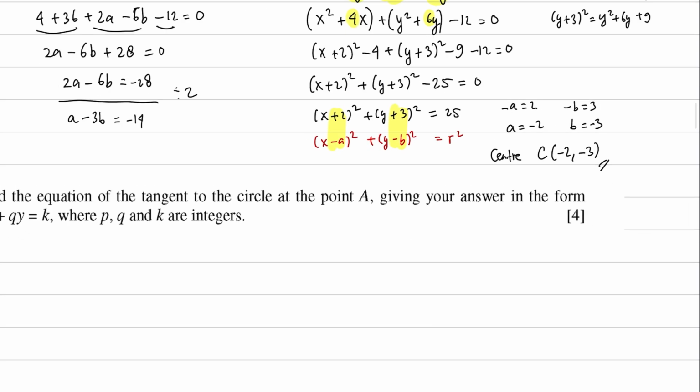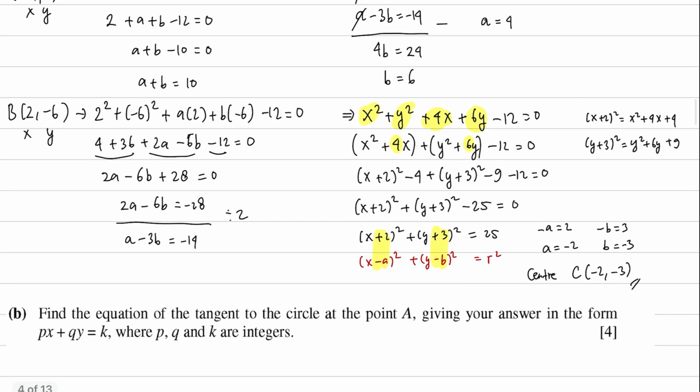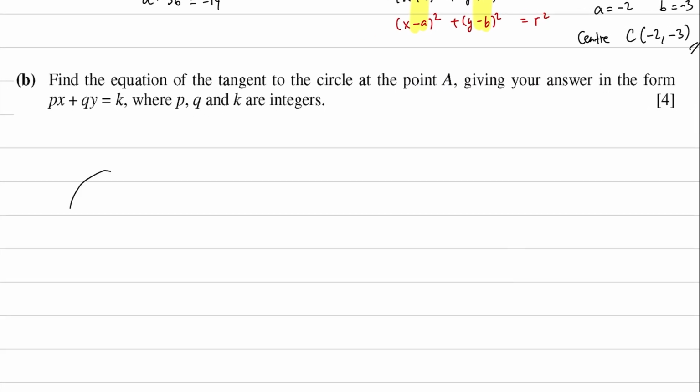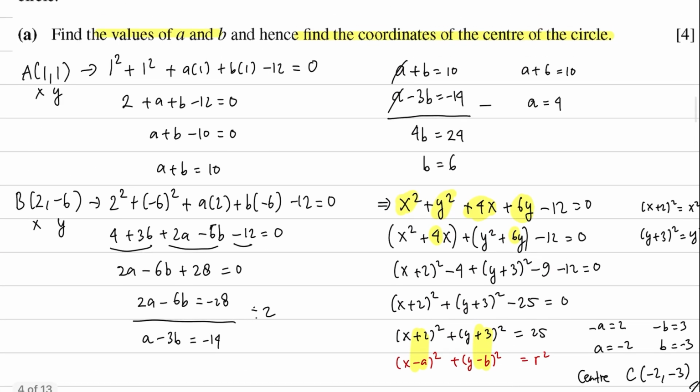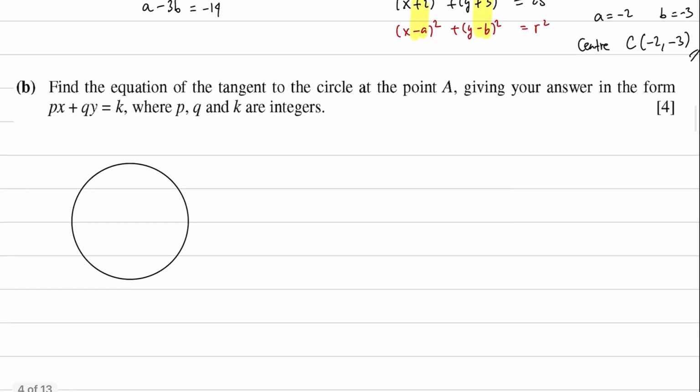The second question: find the equation of the tangent to the circle at the point A, giving your answer in the form px plus qy equals k, where p, q, and k are integers. So, we have our circle now. Let's say this is the circle, and then we have point A, (1, 1). I don't know where it is, but let's put it here. Yeah, this is A.